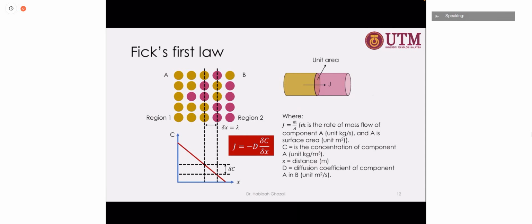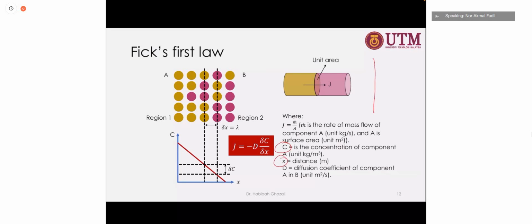So for diffusion to occur, we apply Fick's first law. This is Fick's first law: J equals minus D delta C over delta X. What is C? C is the concentration, and X is a distance. The distance from the interface. What is interface? Interface is antaramuka.